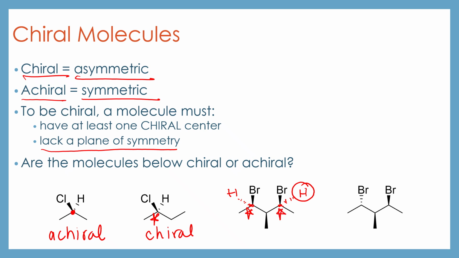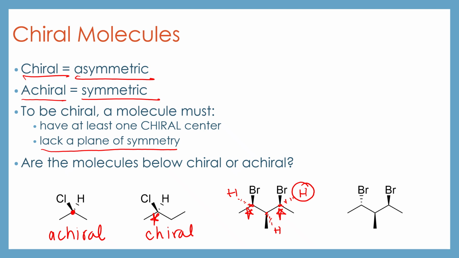So we fulfilled the first category. We have at least one chiral center. We need to check this one. Also, this carbon has a methyl, a hydrogen, and then this piece is identical to this piece. So those are not 2 unique things. Therefore, this carbon is not chiral, but that's okay. We already have 2 chiral carbons.